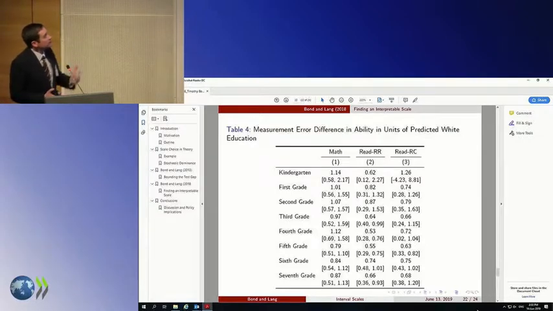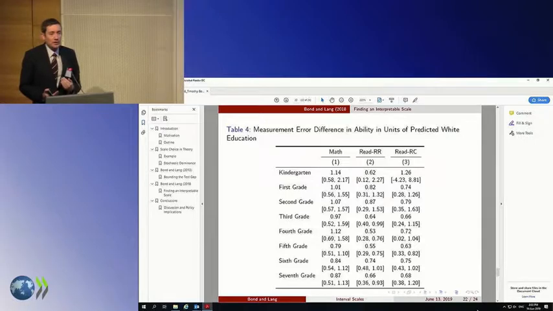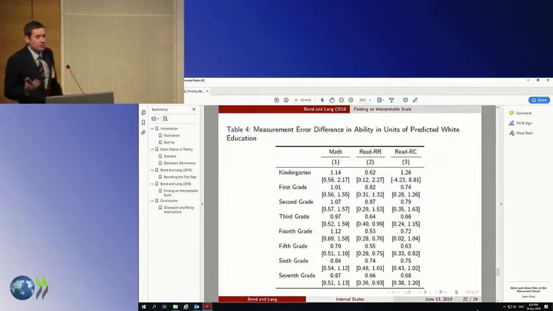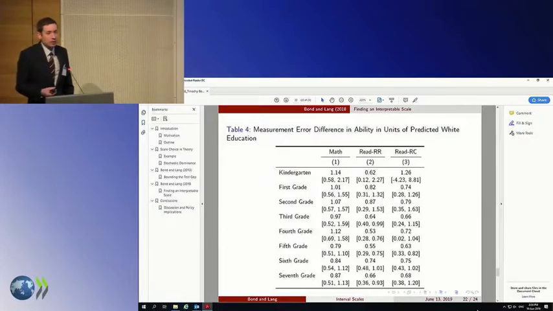So if you look at these patterns, nothing here in terms of a difference between kindergarten or 1st grade and 7th grade is statistically significant. But if anything, the pattern suggests a very large gap between blacks and whites at kindergarten entry. And if anything, it shrinks by 7th grade, which is the opposite of what you would have found with the published scales.